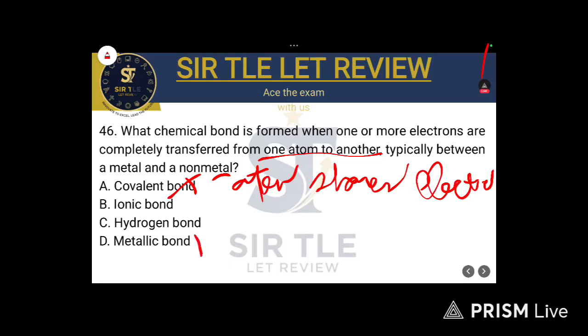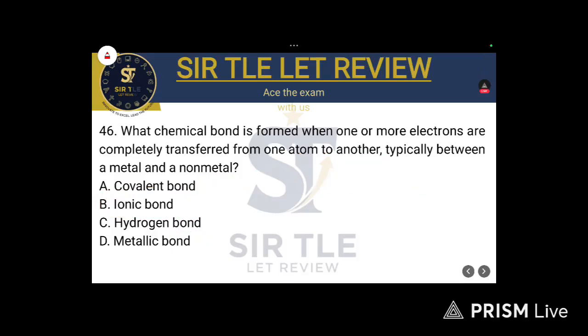Metallic bond naman is also wrong. Metal atoms drop their electrons into a big communal pool that flows around them. So what is your answer between letter C and letter B? Walang hydrogen bond. The answer here is letter B, ionic bond. When we say ionic bond, one atom takes electrons, so one atom gives them. Okay, so the answer for number 46 is letter B.